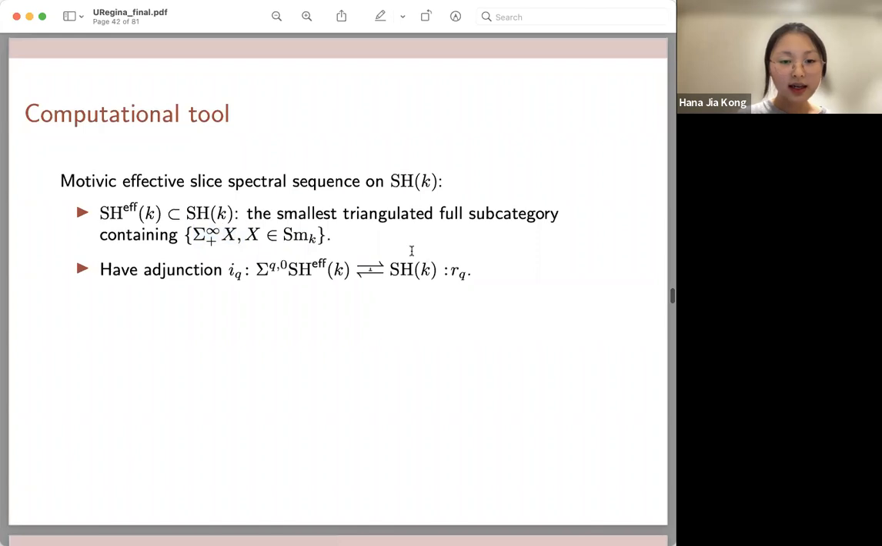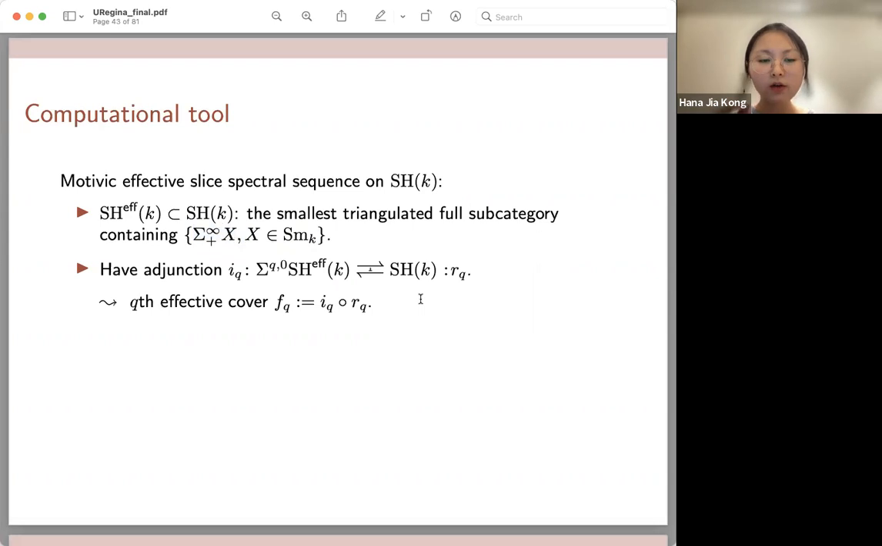And you have this category, and you can take the suspension of that. This includes into the large category, and you actually have an adjunction. The left one is an inclusion, and the right one is a colocalization. You have such an adjunction, and when you compose them, you get the effective cover functor. This is analogous to the connective cover functor in the classical stable homotopy category.